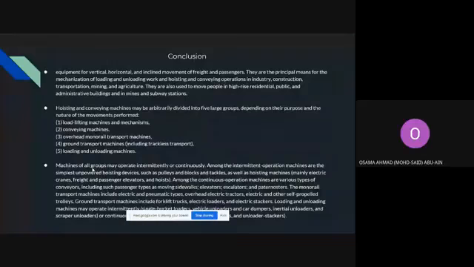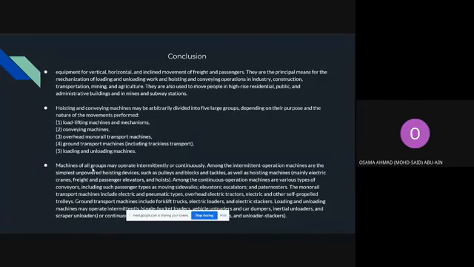Okay, the conclusion. Equipment for vertical, horizontal, and inclined movement of freight and passengers are the principal means for the mechanization of loading and unloading work and hoisting and conveying operations in industry, construction, transportation, mining, and agriculture. They are also used to move people in high-rise residential, public, and administrative buildings and in mines and subway stations.